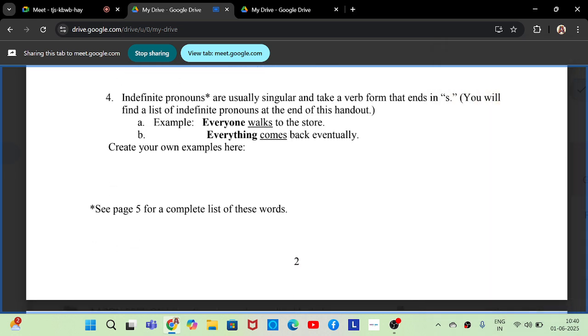Now moving to the fourth rule. Maybe we will do one thing: we will discuss the first six rules today. So this is the fourth one. Indefinite pronouns are usually singular and take a verb form that ends in s.